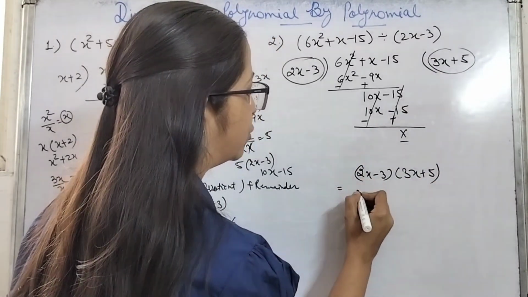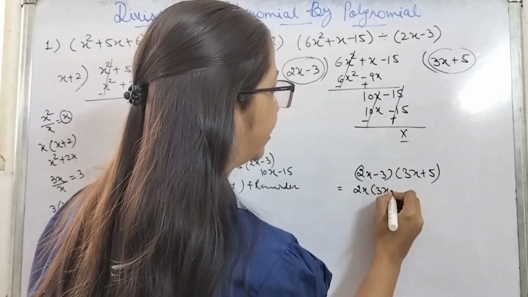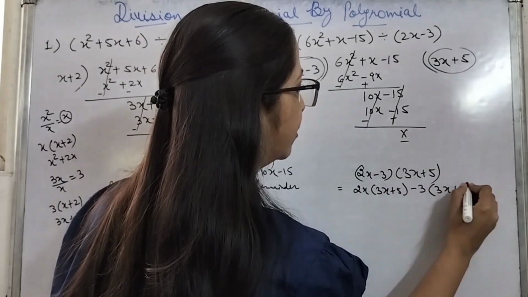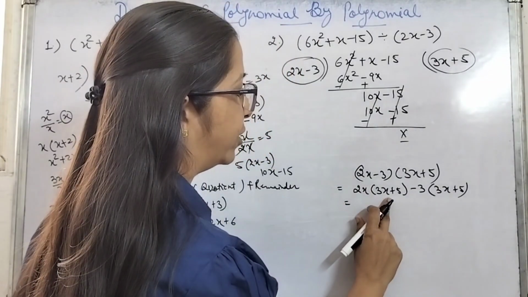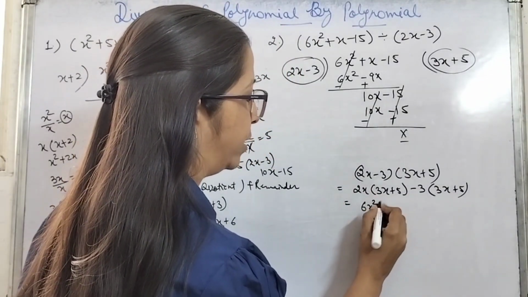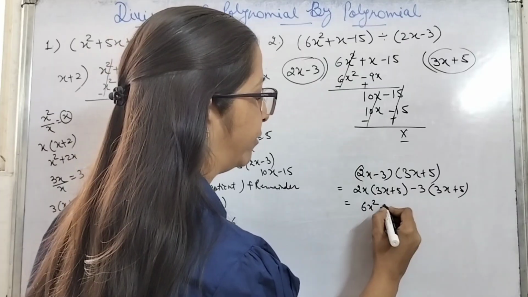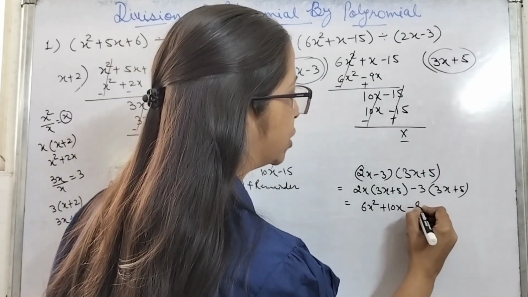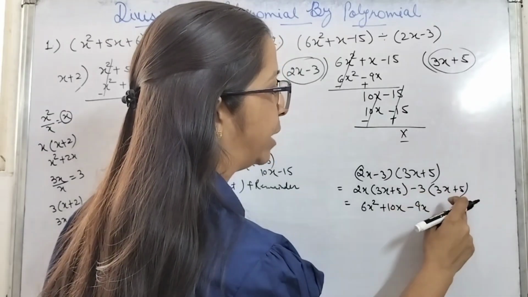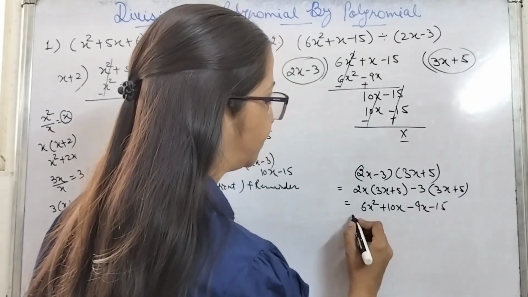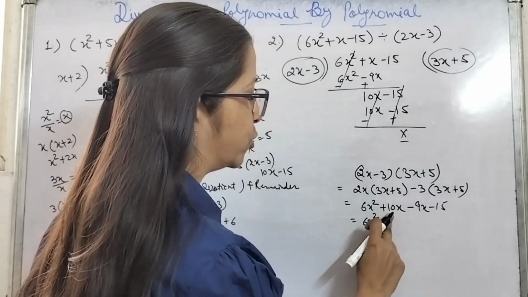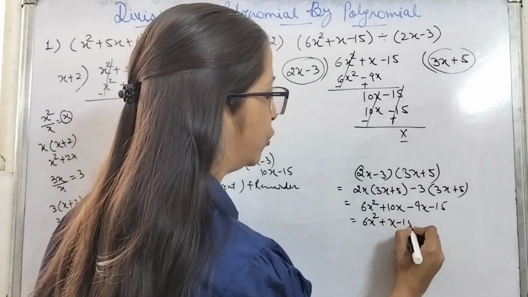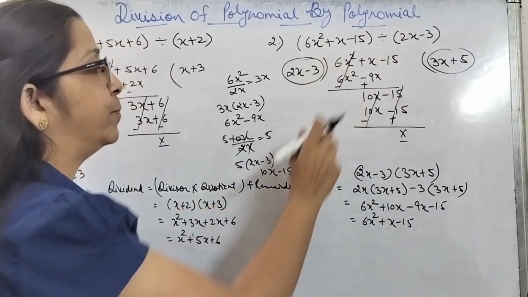If we multiply these two, 2x will be multiplied by 3x plus 5, and minus 3 will be multiplied by 3x plus 5. 2x into 3x will be 6x square. 2x multiplied by 5, 5 2s are 10x. Minus 3 multiplied by 3x will be minus 9x. Minus 3 multiplied by plus 5 will be minus 15. So it will be 6x square plus 10x minus 9x, which is plus x, minus 15, and it is equal to your dividend.